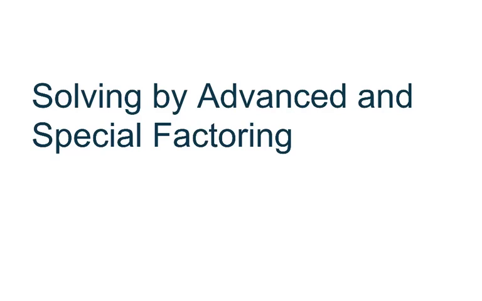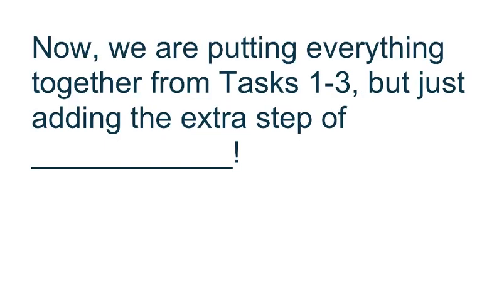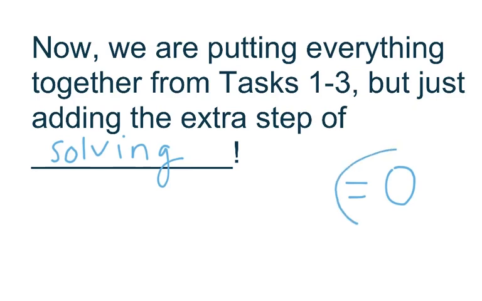Solving by advanced and special factoring. Okay, so now we're putting everything together from tasks 1 through 3, but we're just adding the extra step of solving. So basically there's going to be an equal 0 at the end of all of our problems. And it kind of looks like a surprised smiley face, right? So that's how I remember this.